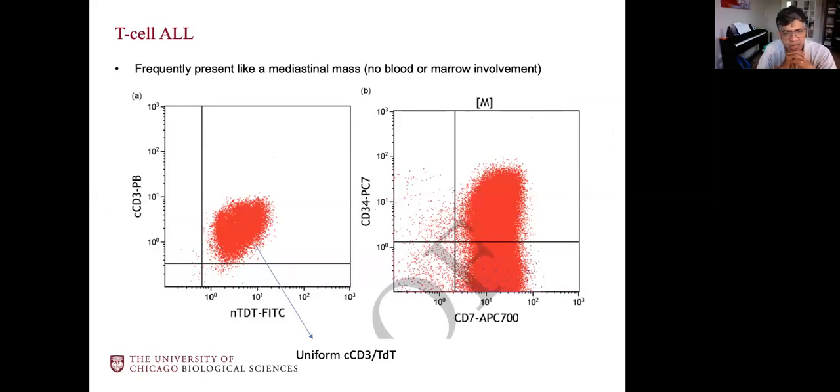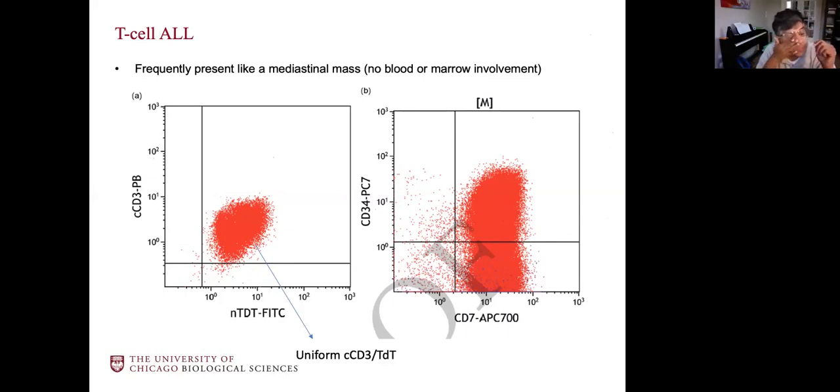For T-ALL, they frequently present with a mediastinal mass. There is no blood or marrow involvement. So don't go chasing the blood or bone marrow, because the precursor T cells come out of the bone marrow and quickly go to the thymus. And they develop in the thymus typically. That's why T lymphoblastic leukemia develops in the thymus, with a mediastinal mass.